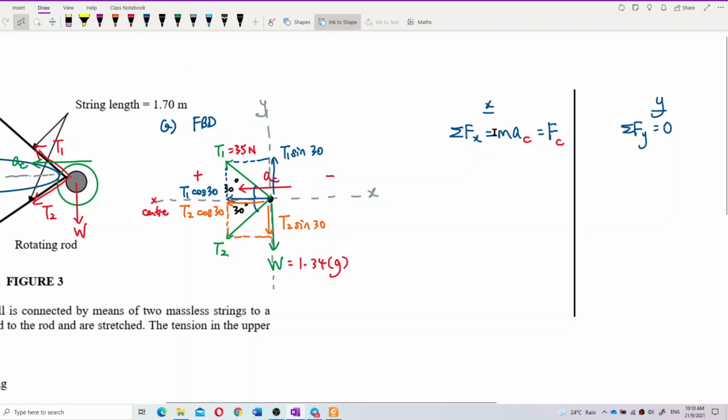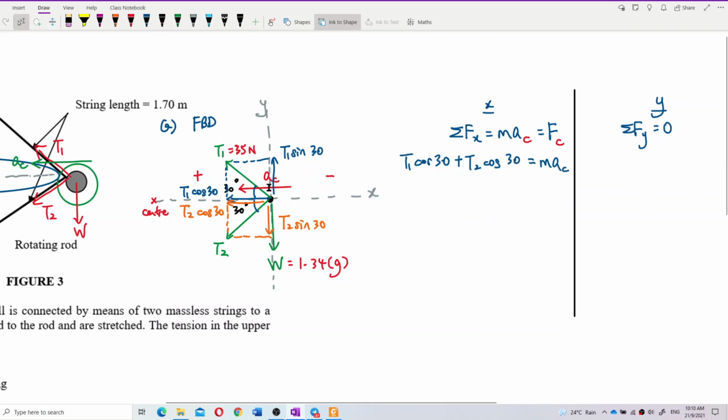Look at the x component. In the x component we always compare with acceleration because we have acceleration. Forces that are in the same direction as acceleration are positive. So in the x component we have T1 cos 30 and T2 cos 30, only these two forces, isn't it? And these two forces are in the same direction as acceleration, so both of them are positive, equal to mac. That's it.